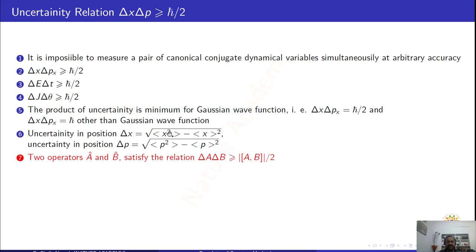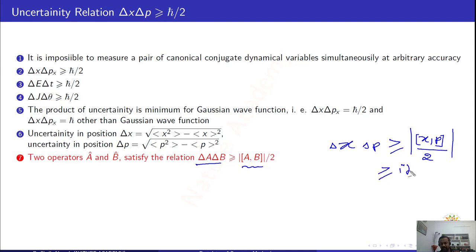Two operators A and B satisfy this relation. The product of uncertainties delta A and delta B is always greater than or equal to h bar by 2. That is one notation. We can also write it in terms of commutators, the commutator of A comma B divided by 2. For example, delta x into delta p is greater than or equal to the modulus of the commutator x comma p divided by 2. What is x comma p? The commutator x comma p is i h bar, and the modulus of i is simply 1. So I can write h bar by 2.